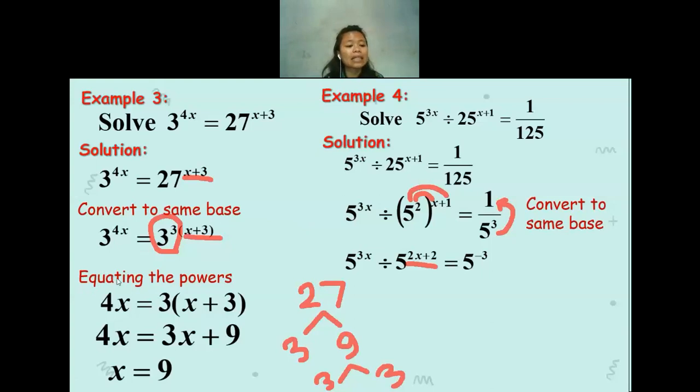And now that we already have the same base, we can cancel the base. So we can cancel the 3. The leftover will be the power, which is 4x. And for the other one, we have 3(x + 3). Now, how do we simplify?